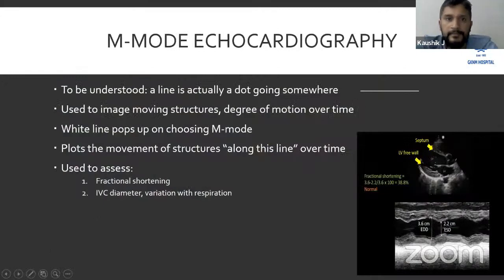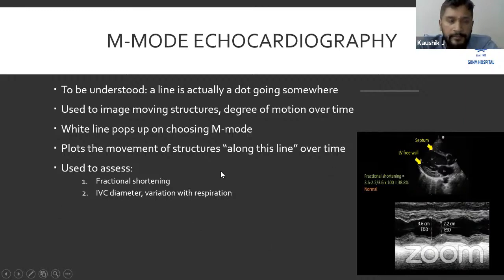So another basic thing we need to understand would be M mode echocardiography. What exactly is M mode echocardiography? This mode basically defines the motion of structures within your sector. To understand this, you must understand that in M mode it is actually a point which is moving over time. That is how your structures become lines on the sector.